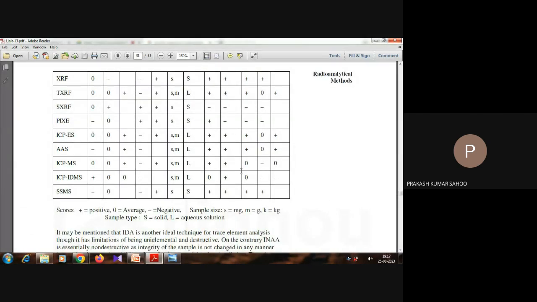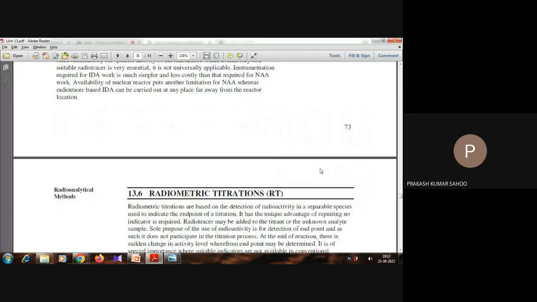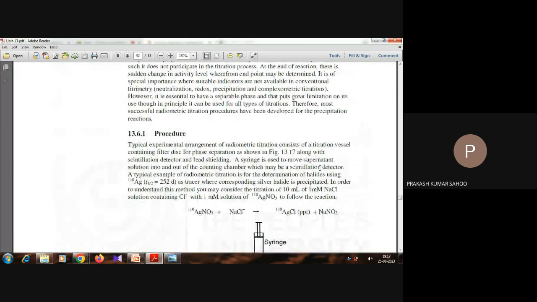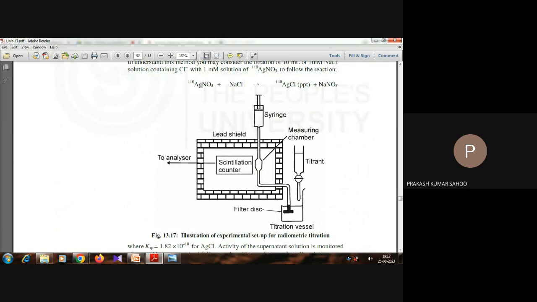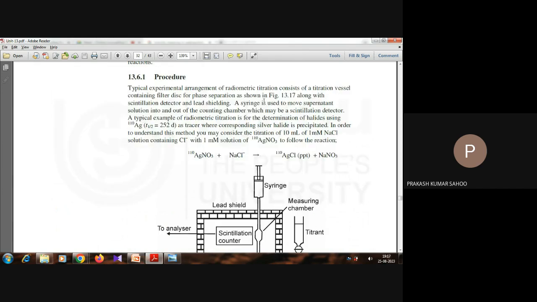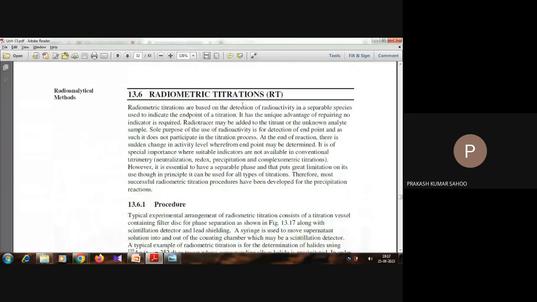What are the comparative statements here? Then followed by radioactive titration. This is the titration part where radioactive silver nitrate, silver-110, is titrated with sodium chloride. It will give a precipitate of silver chloride with sodium nitrate, and this precipitation titration can be carried out through radio titration, right?